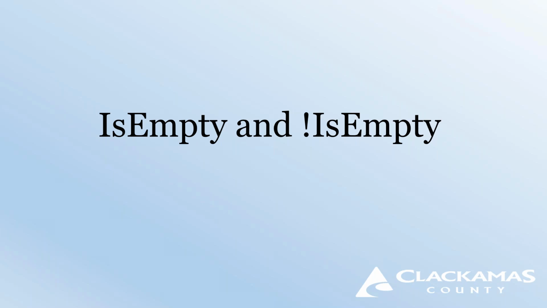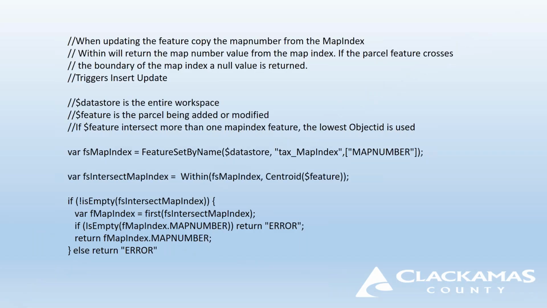So, and then I know I'm rushing this real quick because I want to get into some code, some expressions. So here's an example of an expression, and this is where I am actually pulling the map number from the map index and assigning it to our tax lot. And I'm going to go through this. I've set this trigger to insert or update.